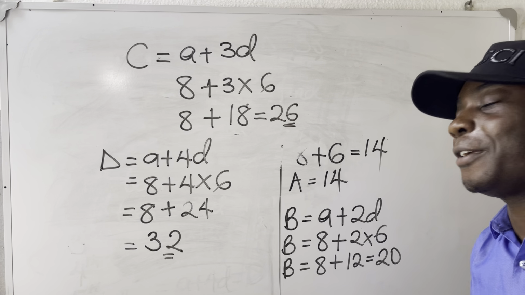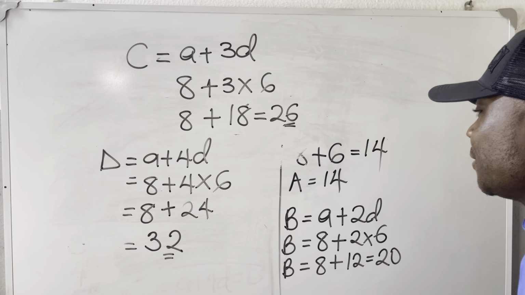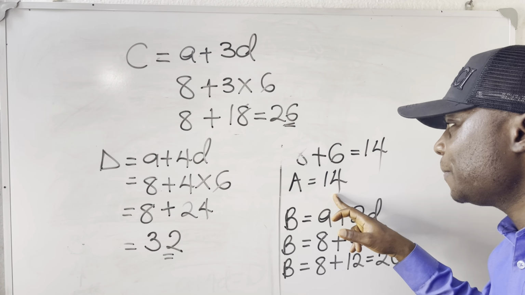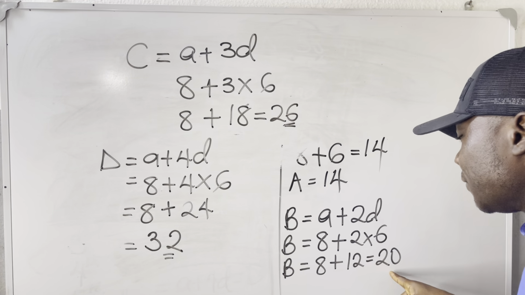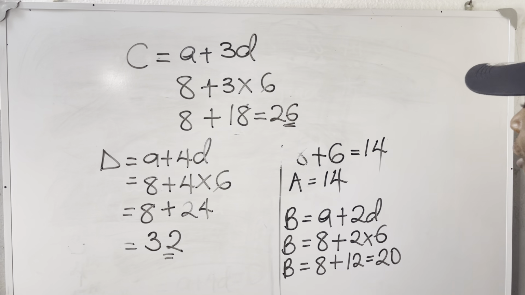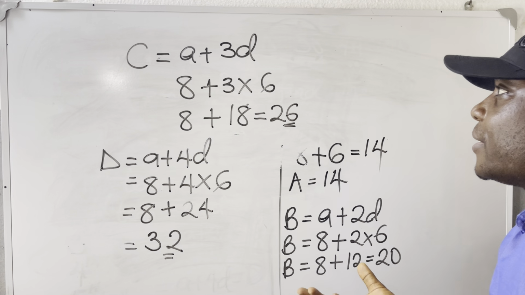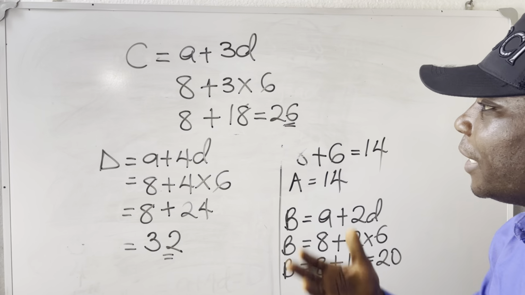So our first term is 8. The second term is letter A, and that is 14. Then the third term is letter B, and that gives us 20. And also letter C is our fourth term, and D is the fifth term.